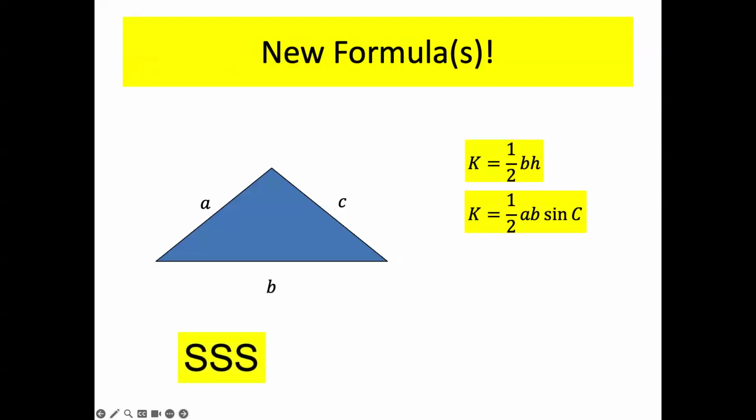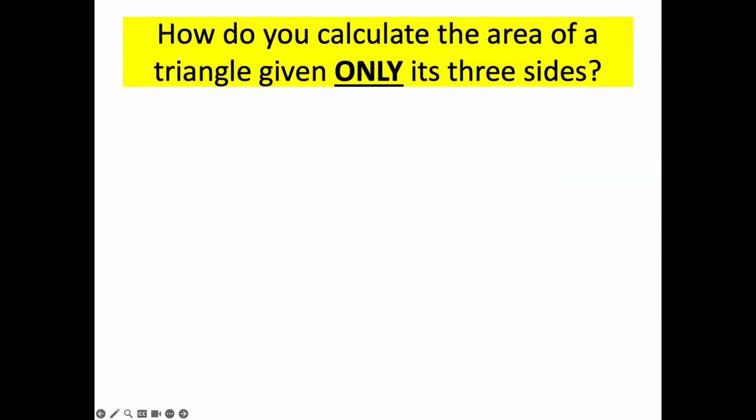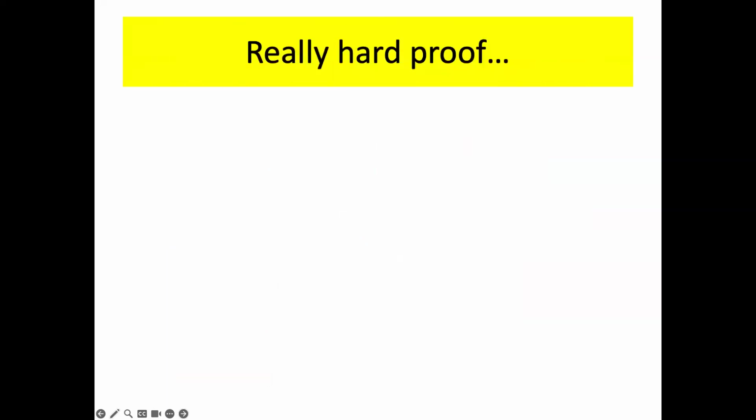Okay, so this is going to be the SSS. Clearly, they got to give you three sides. Okay, hey, we now have two formulas for area. We have this formula for if they have the height. We have this formula for if I don't have the height, but I have SAS. Cool, right? Remember this one. We're going to come back to it a long time from now, like four slides from now. Okay. So how do you calculate the area of a triangle? And this is very, very useful. And boy, it's really sweet, right? It's just a really hard proof.